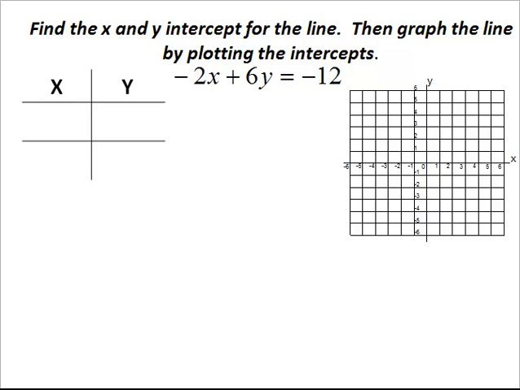The following problem asks us to find the x and the y intercepts for the line given below. Then we are asked to graph the line by plotting the intercepts that we have found. So recall that the strategy to use for this problem is to use this pre-filled table. It should always have two zeros along the diagonals, 0 and 0.